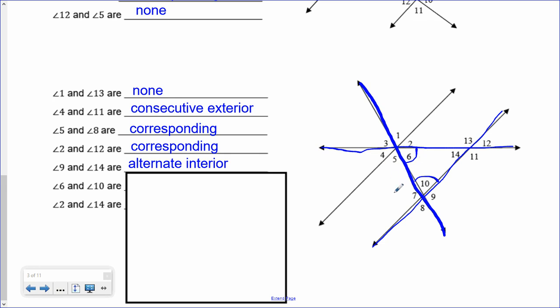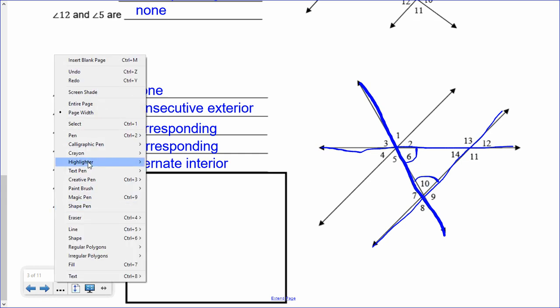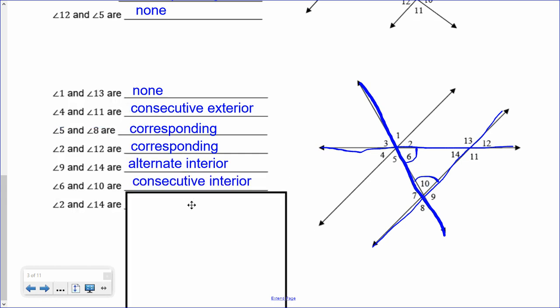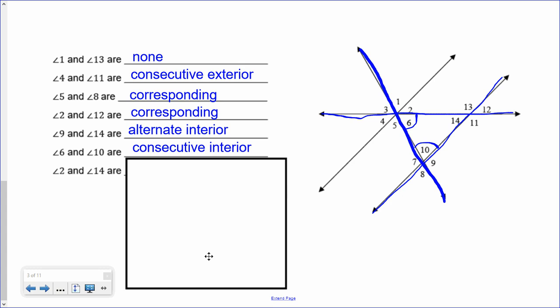6 and 10 are inside, right? These are all inside of the two lines. So we have interior, but they're on the same side of the transversal. They're both above. They're consecutive. They're next to each other. So that would make 6 and 10 consecutive interior. All right? Then we just have one more.